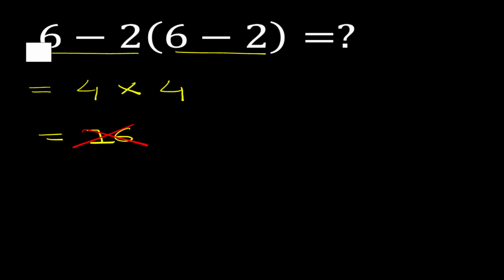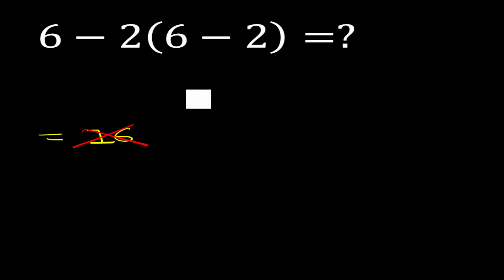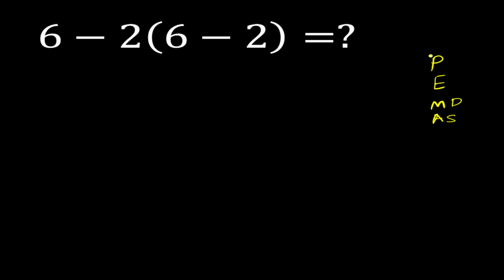So now let's solve this problem correctly by using the PEMDAS rule, right? So PEMDAS, P E M D A S. According to PEMDAS, first priority is parenthesis, second priority is exponents, third priority is multiplication and division. Here multiplication and division both have equal priority, so we have to solve it from left to right. And fourth and last priority is addition and subtraction. Also addition and subtraction both have equal priority, so we have to solve it from left to right.